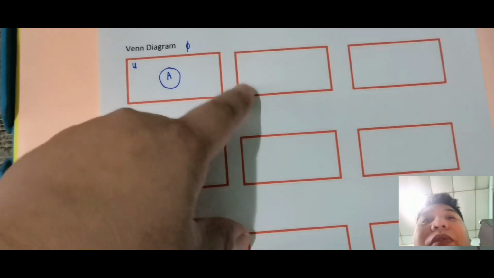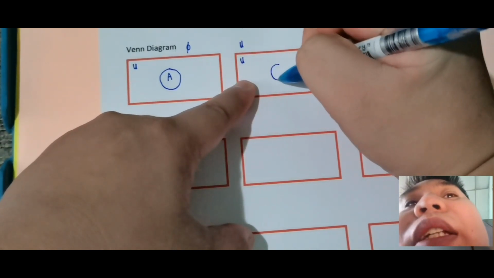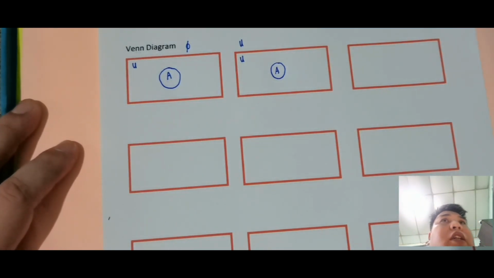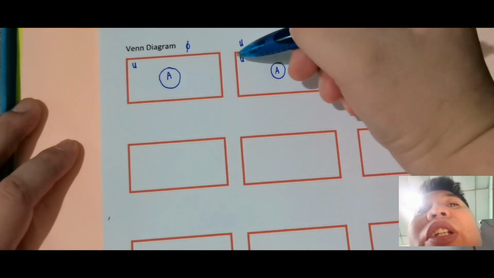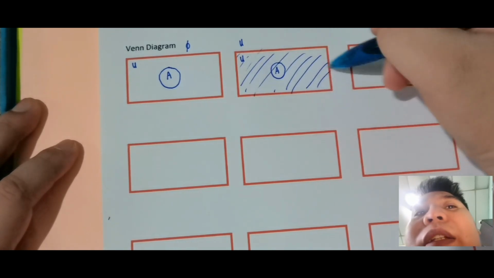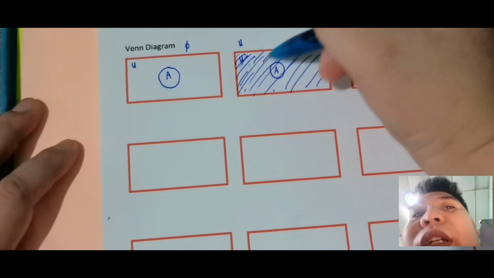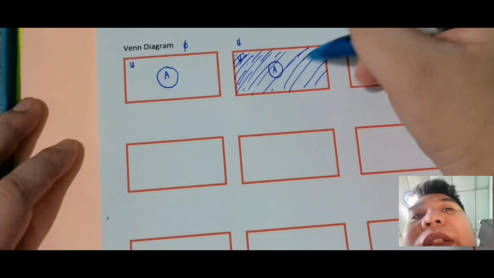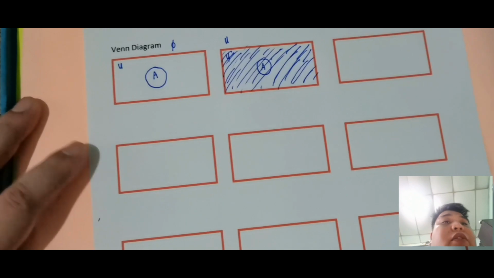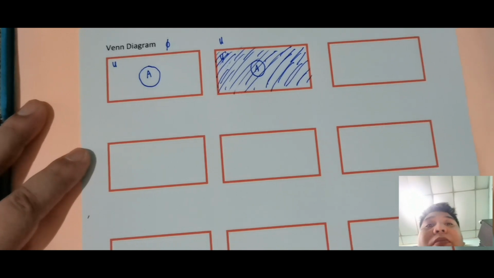So, next is for U, or for universe. Assuming ulit, meron tayong A. Okay, note, sa pag-shade, make sure na i-shade mo siya ng buo. I-shade ko lang siya ng ganyan, as is. Okay, ganyan pag U. Meaning, shaded yung buo. Tandaan mo yan, shaded yung buo pag U.